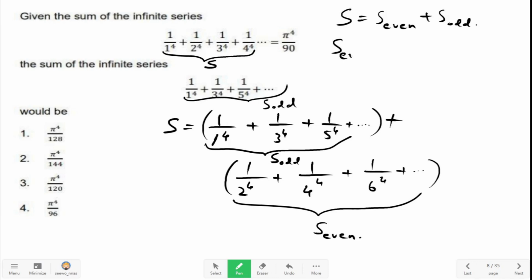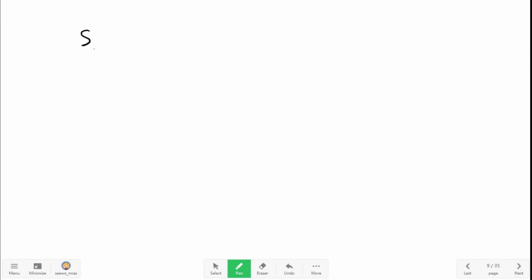Now S even can be written as, if we take 1 by 2 raised to 4 common, S even is equal to 1 by 2 raised to 4 into 1 by 1 raised to 4 plus 1 by 2 raised to 4 plus 1 by 3 raised to 4 plus etc. Now what is 1 by 1 raised to 4 plus 1 by 2 raised to 4 plus 1 by 3 raised to 4 plus etc.? This is nothing but S. Therefore S even is equal to 1 by 2 raised to 4 times S. Therefore we have S even is equal to 1 by 16 times S.